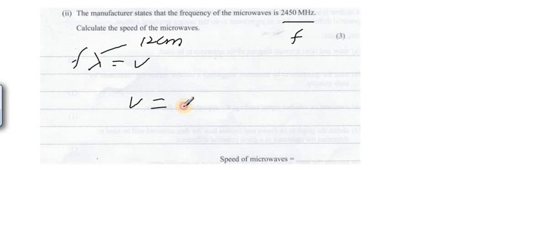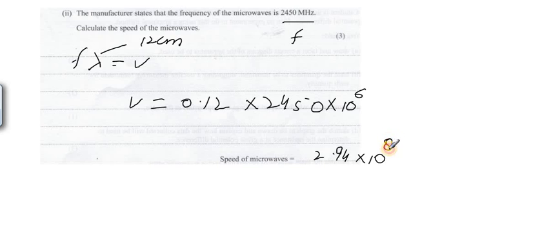V is equal to 0.12, which is the wavelength, times 2450 into 10 to the power 6. It's because of the million, or you can say mega. So V is equal to 2.94 into 10 to the power 8 meter second inverse, and it's okay because the speed of electromagnetic waves is 3, so it's around 3.